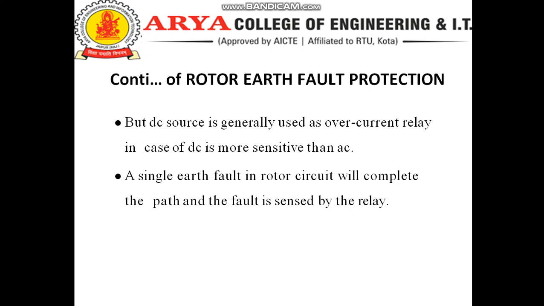In continuation of the rotor earth fault protection, a DC source is generally used, as the overcurrent relay in case of DC is more sensitive than with AC. A single earth fault in the rotor circuit will complete the path and the fault is sensed by the relay.